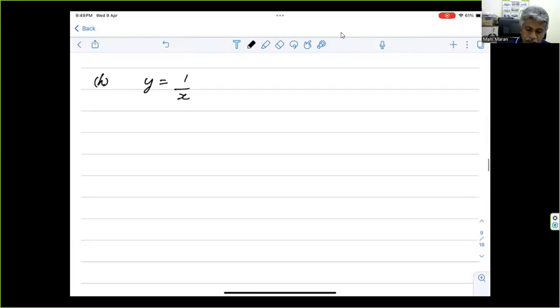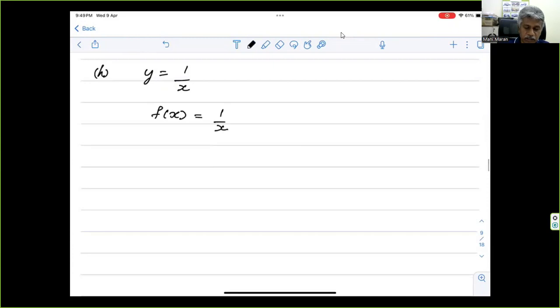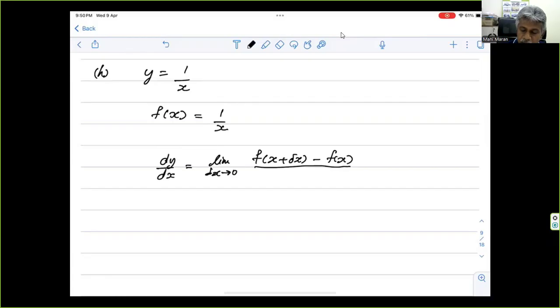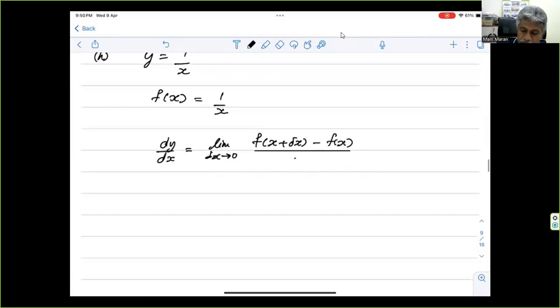Same thing, right? The function f of x is equal to 1 over x. Write the function f(x) is 1 over x. Then remember the formula for dy by dx. For first principle, always write the limit first, delta x approaches 0. So here you got f of x plus delta x minus f of x, divided by delta x.